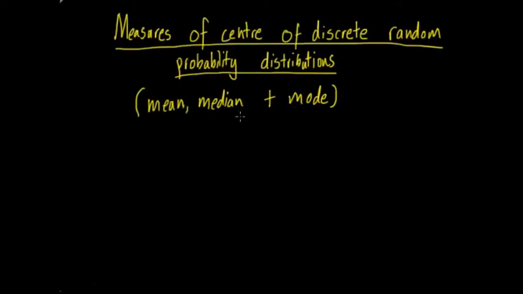Hey guys, so today we're going to be talking about measures of center of discrete random probability distributions. This is a pretty wordy title, but basically what it means is we're going to be talking about the mean, the median, and the mode in relation to probability distributions and being able to calculate these. When I say mean, I also mean the expected value, which are interchangeable terms.